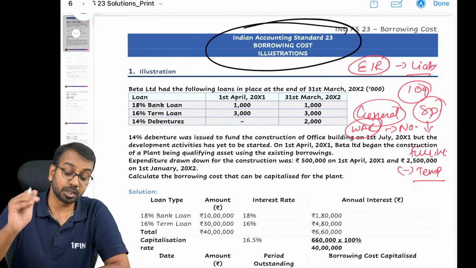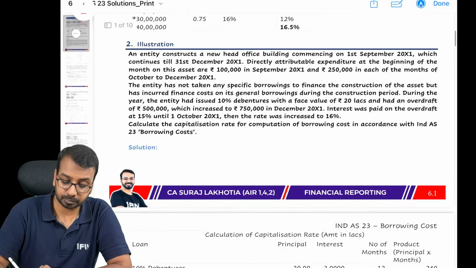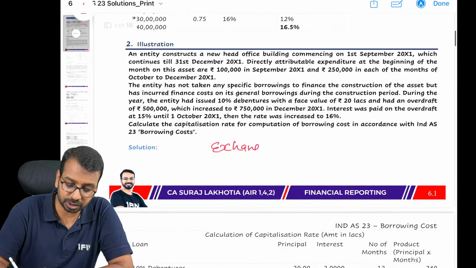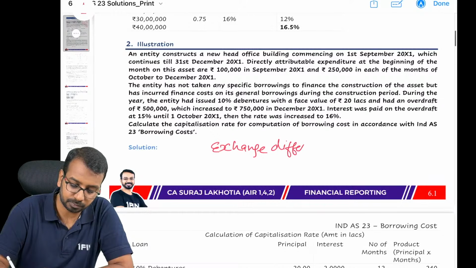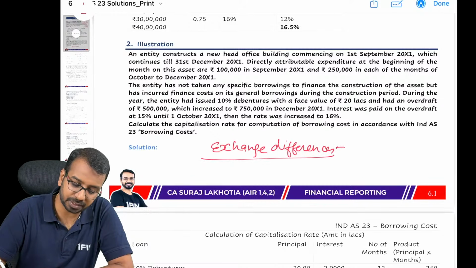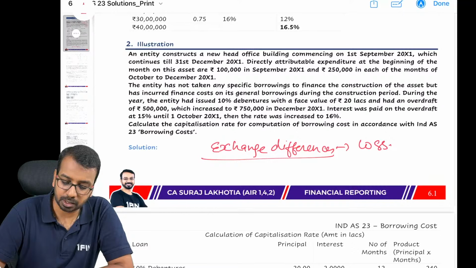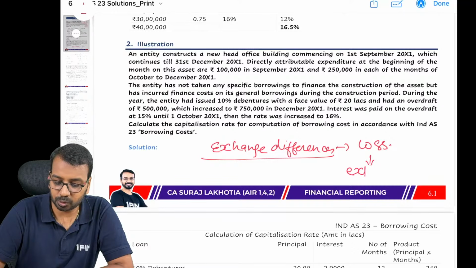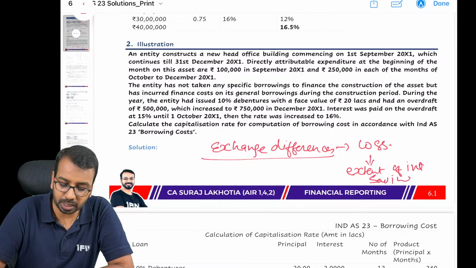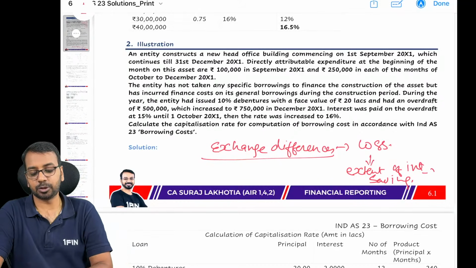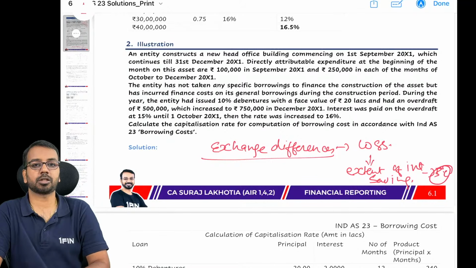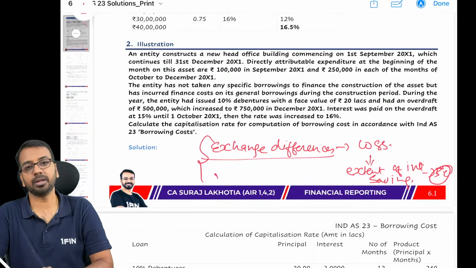And yes, there is one more aspect: if at all there are exchange differences recognized as loss, to the extent of interest savings, this will be considered as borrowing cost. Okay, so this is one more thing you have to keep in mind.